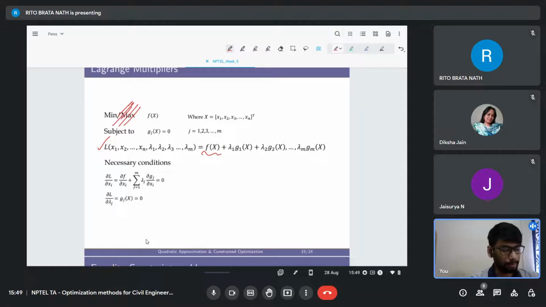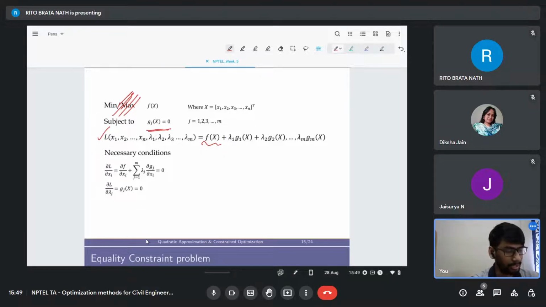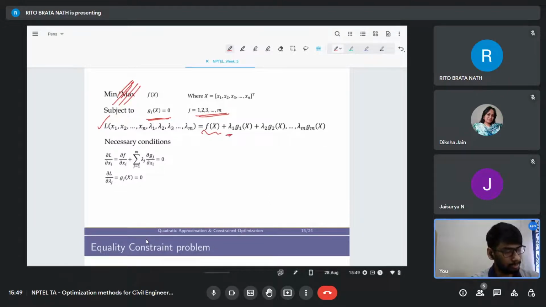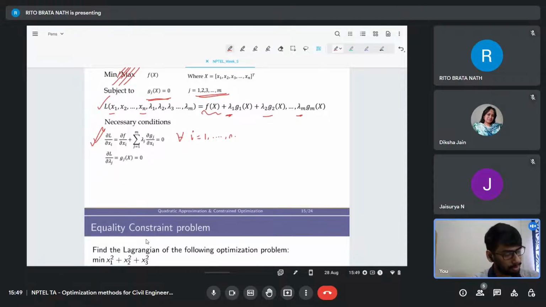So suppose you are given minimization of f(x) subject to equality constraints. You have a bunch of equality constraints, m number of equality constraints here. For those, you introduce these variables lambda 1 to lambda m, multiply them and write it as an addition, and this is your Lagrangian. Then you take the derivative with respect to every variable, from x1 to xn. This is for all i, 1 to n, so you have n number of equations here, and this part is for all j's, j goes to m, so you have m number of equations here.